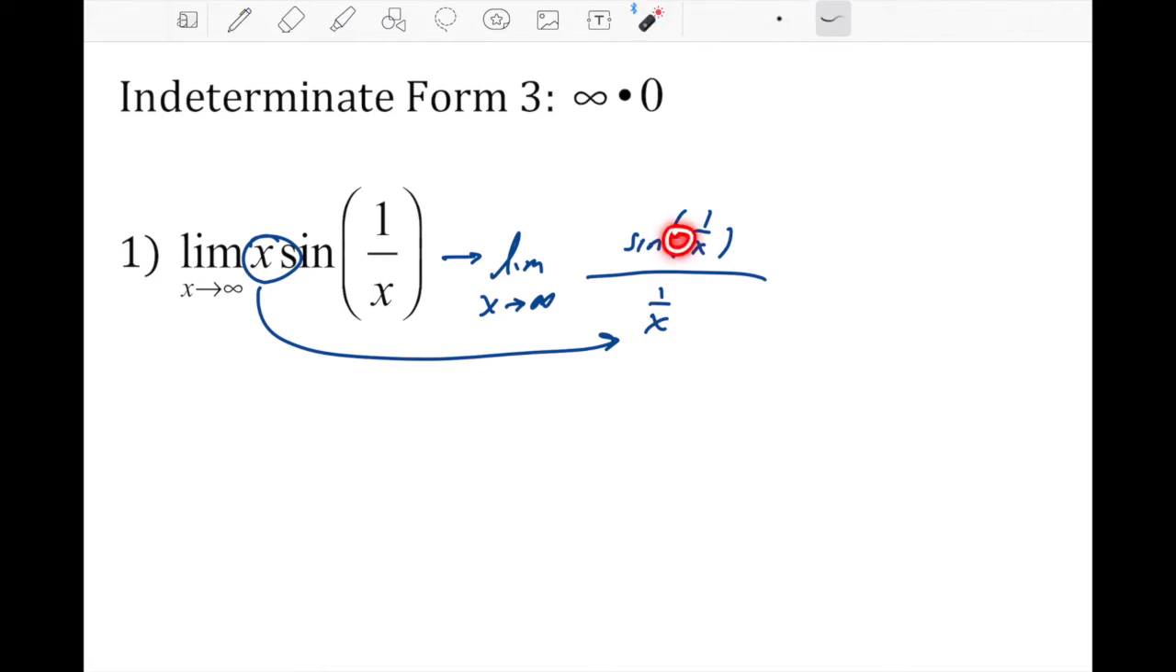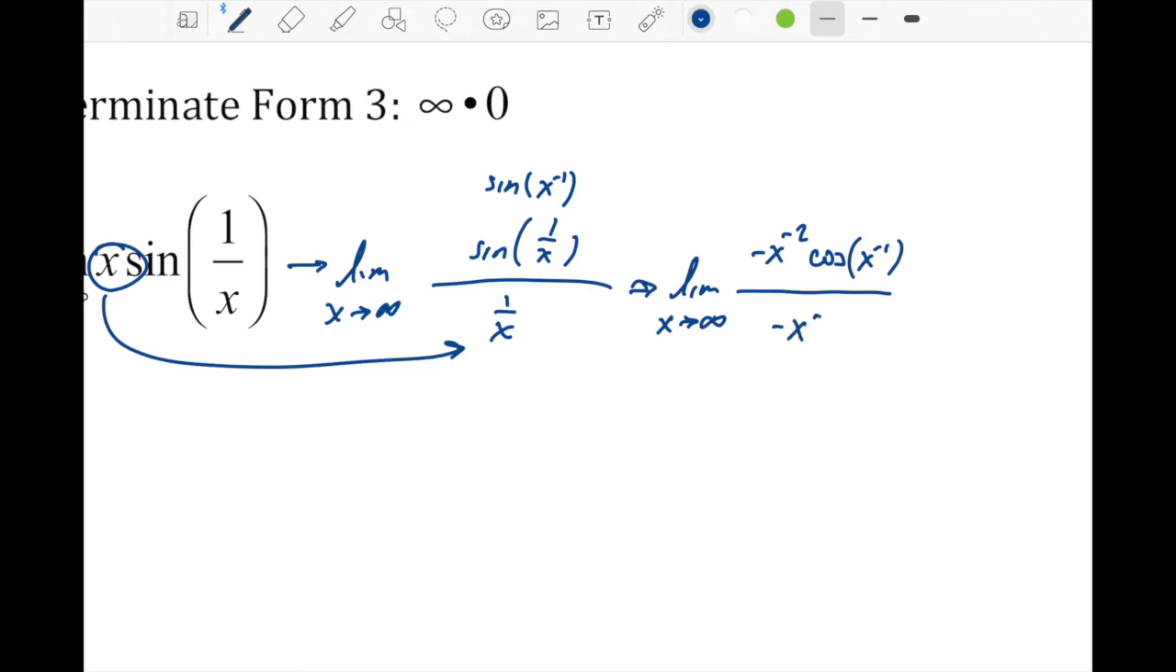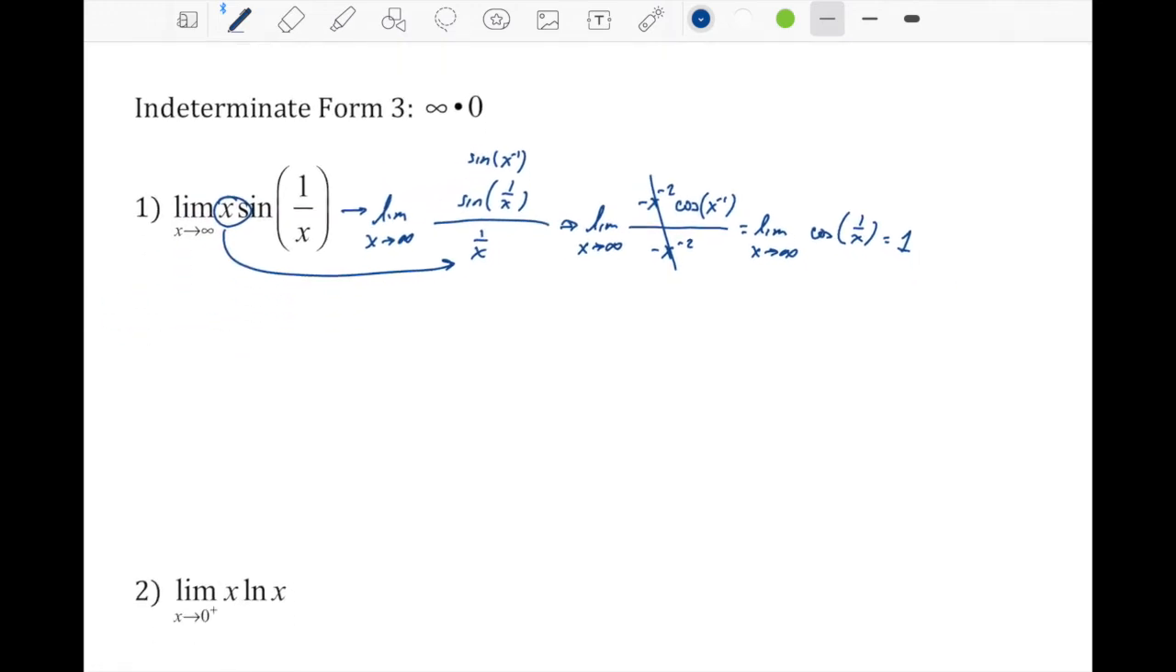Now, this is 0, this is 0. Our original indeterminate form. Derivative of the top divided by the derivative of the bottom. So apply L'Hôpital's rule. Limit as x approaches infinity. Now this is sine of x to the negative 1. It's going to be negative x to the negative 2 cosine x to the negative 1, all over negative x to the negative 2. Ooh, take a look at that. Common factor. We've got limit as x approaches infinity, cosine of 1 over x. That goes to cosine of 0, which goes to 1. Turn it into something that we were used to seeing.